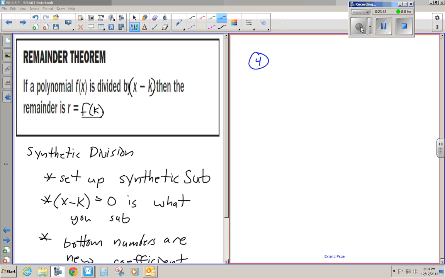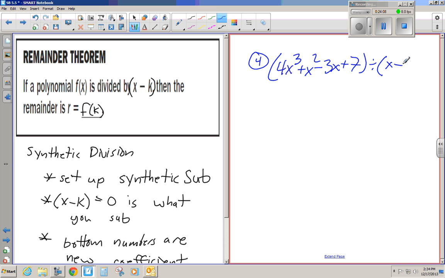So number 4 is to use synthetic division to take 4x cubed plus x squared minus 3x plus 7 and divide all of that by x minus 1. So following this setup over here, we set up synthetic substitution. So we put the coefficients across the top. We say what makes this here equal to 0? Well, then x equals 1, and that's the number that goes here. And at this point, it's synthetic substitution.